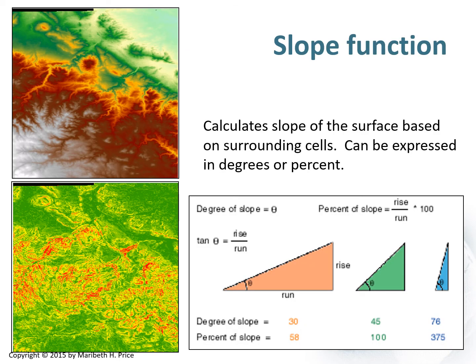So let's look a little bit at slope. You calculate slope on the surface based on the surrounding cells. It can be expressed in degrees or percent. Slope is basically just rise over run, but if you take the tangent of slope, you get degrees. Or percent is just rise over run times 100.